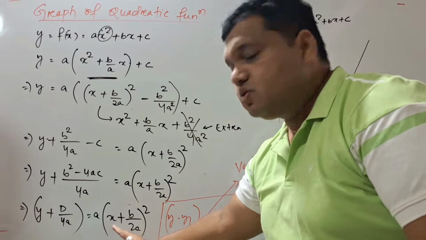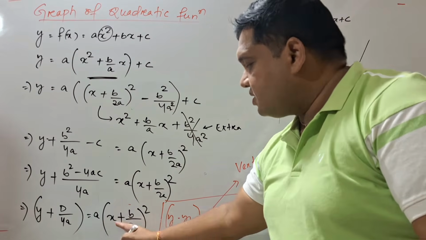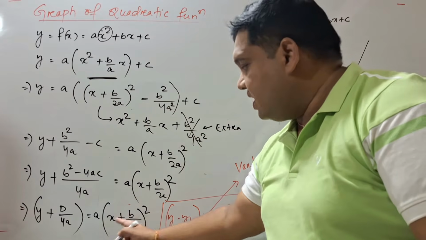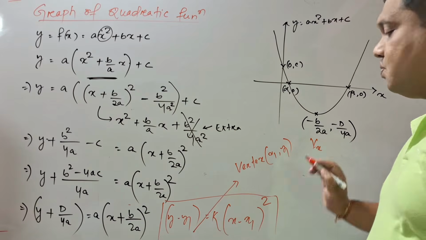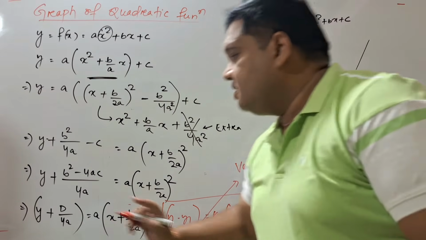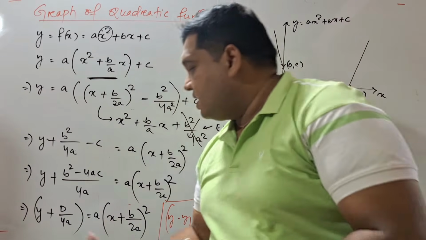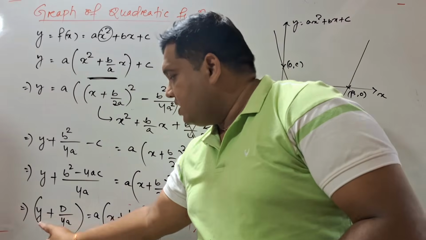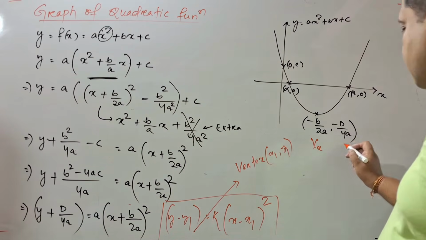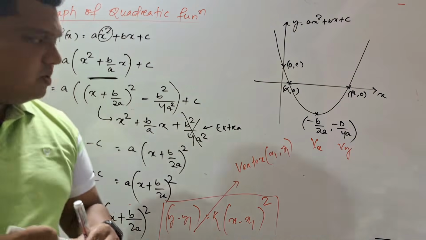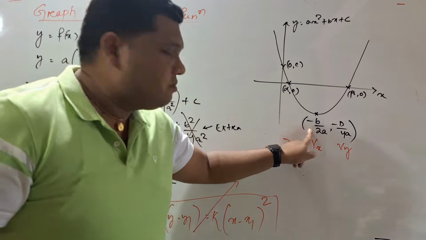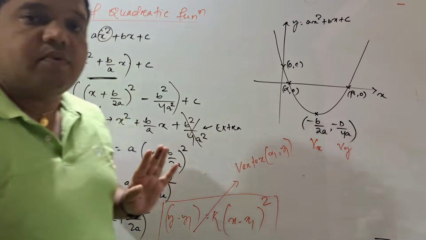If I equate this term equal to 0, so x plus b by 2a equal to 0. So x is equal to minus b by 2a, which is written here. This is the x coordinate of the vertex. And here minus D by 4a. If I equate the left-hand side equal to 0, so y is equal to minus D by 4a. This is the y coordinate of the vertex. Have you understood now why I am writing minus b by 2a comma minus D by 4a?